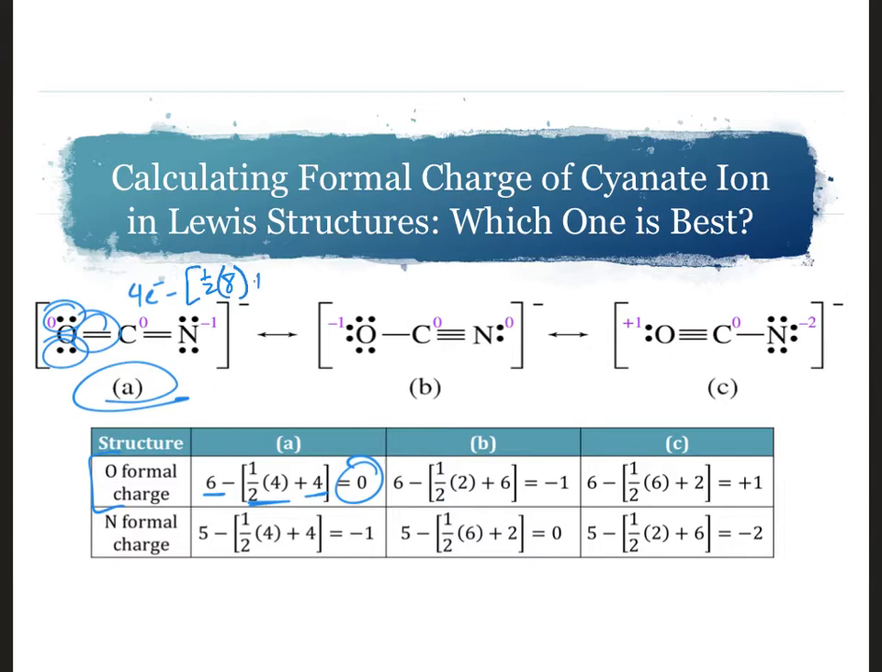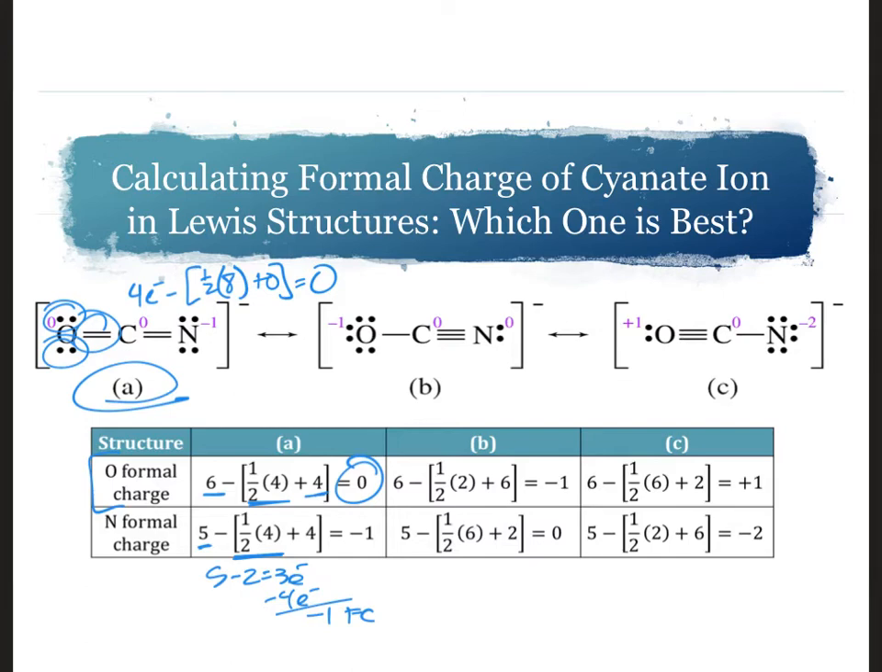Focusing again on structure A, the formal charge for nitrogen is 5 valence electrons minus half of the 4 electrons from the double bond, so 5 minus 2 equals 3 electrons. Then subtract the 4 electrons contained in the 2 lone pairs for a -1 formal charge. Take a couple of minutes to run through the formal charge calculations for structures B and C before continuing.